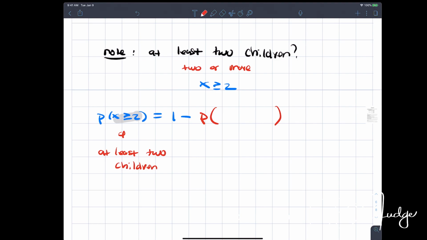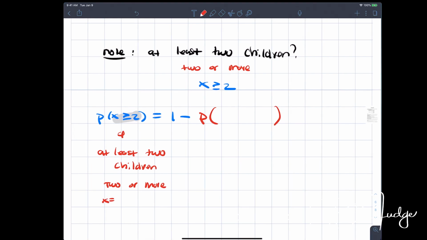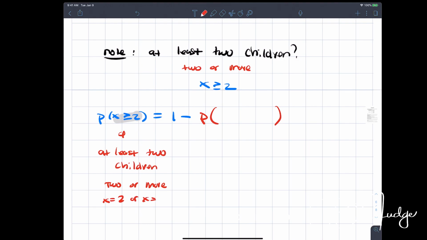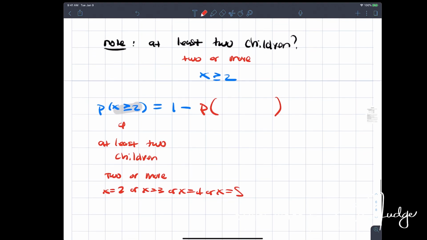Let's think of the definition of what at least 2 means. This is 2 or more. So x could be 2, or x could be 3, or x could be 4, or x could be 5. Is that right? So this is the meaning of at least 2. Remember, the complement is the logical opposite. So, can you tell me which outcomes are not there?